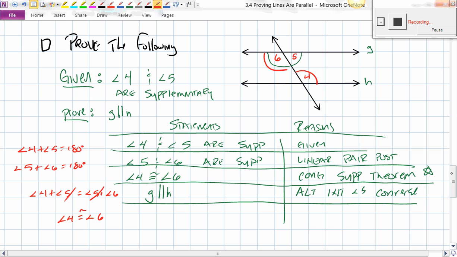Then we had another one, prove the following here, right? Given that 4 and 5 are supplementary in my drawing here, prove that G is parallel to N. Okay, so here's how you start it, right? 4 and 5 are supplementary, that's been given to us. 5 and 6 are supplementary because they are a linear pair, so that's the linear pair postulate. So therefore 4 is congruent to 6 by the congruent supplements theorem. You might want to look that up, that's kind of an interesting one. So if we have 2 angles that are alternate interior and they're congruent, therefore the lines have to be parallel. That is the alternate interior angles converse, okay? So those are the proofs that we did in class.